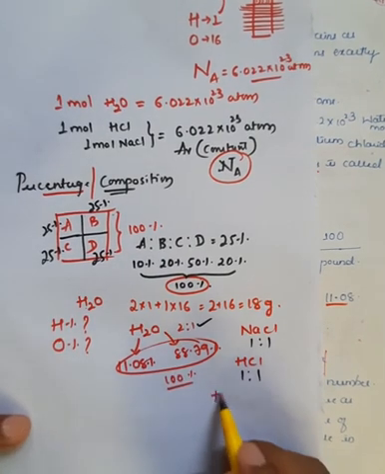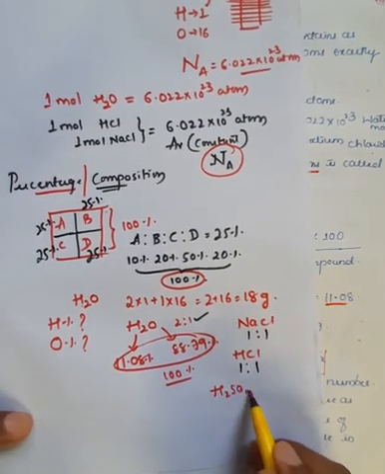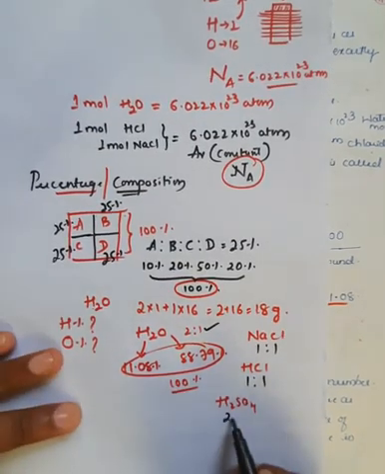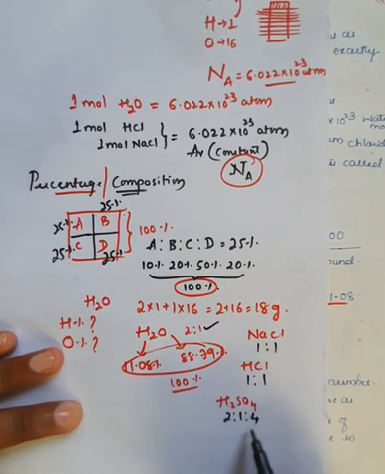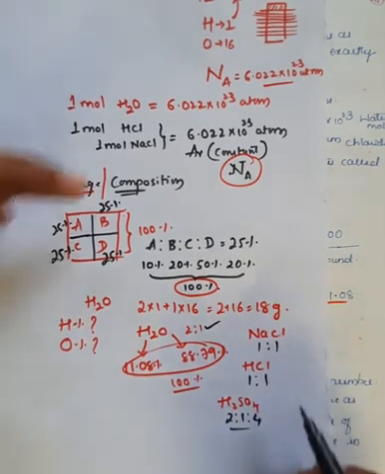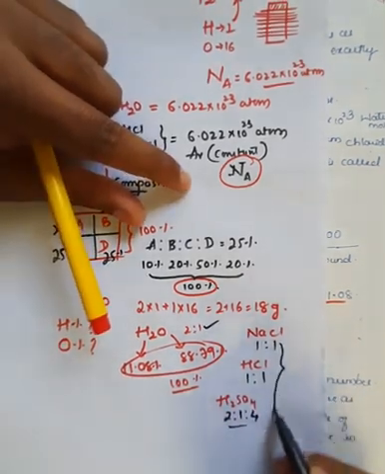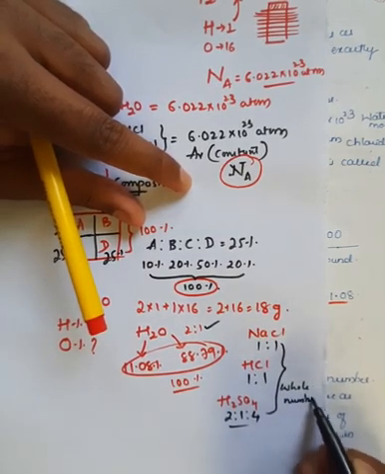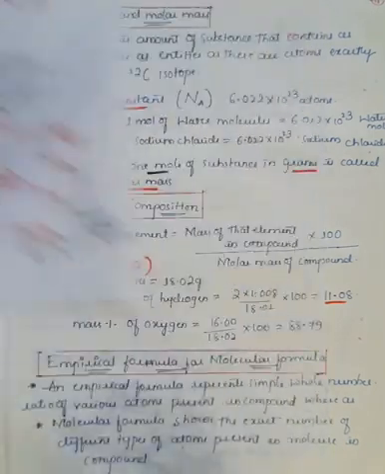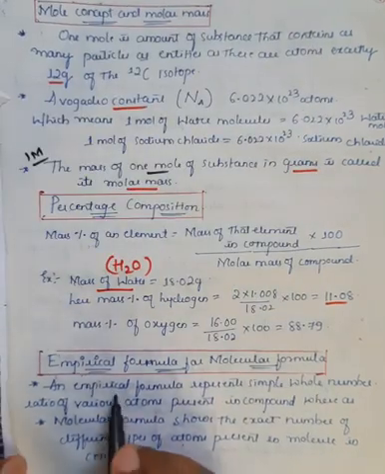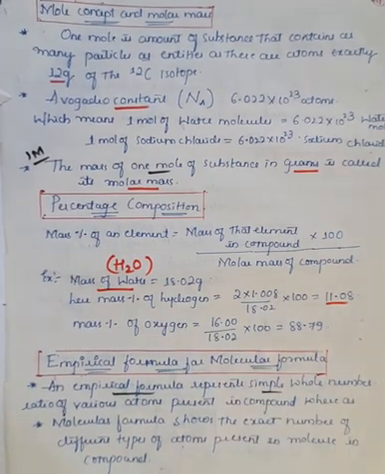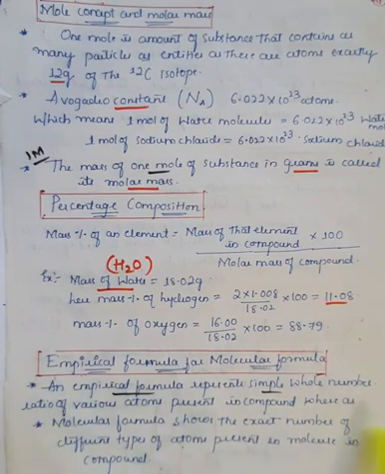Similarly, if you take H2SO4, what happens? Hydrogen is 2, sulfur is 1, oxygen is 4. It is in the ratio of 2:1:4, right? So these values are generally whole numbers, and these whole numbers are generally given in terms of empirical formula. Therefore, empirical formula represents a simple whole number ratio of various atoms present in the compound.